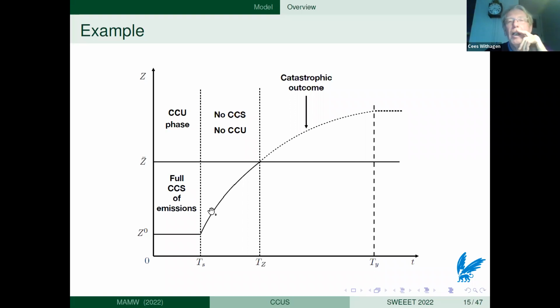Okay. So what we assume in the sequel is that in an optimum, the constraint on atmospheric CO2 will be binding. Otherwise, the problem is not so interesting. If it's not binding at all, then we will not have to use CCS.